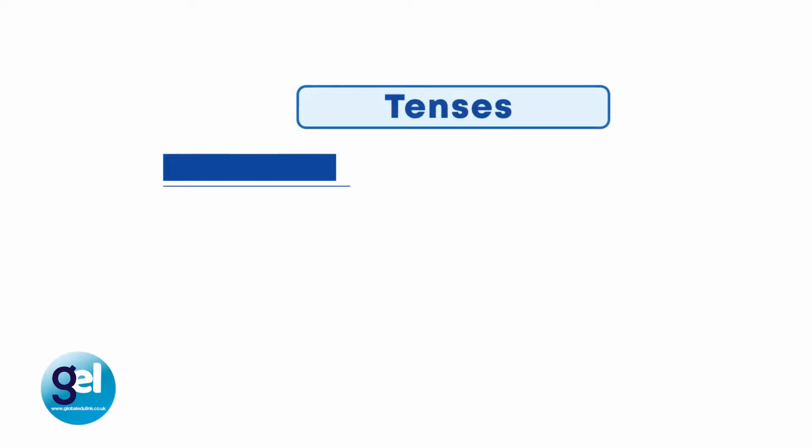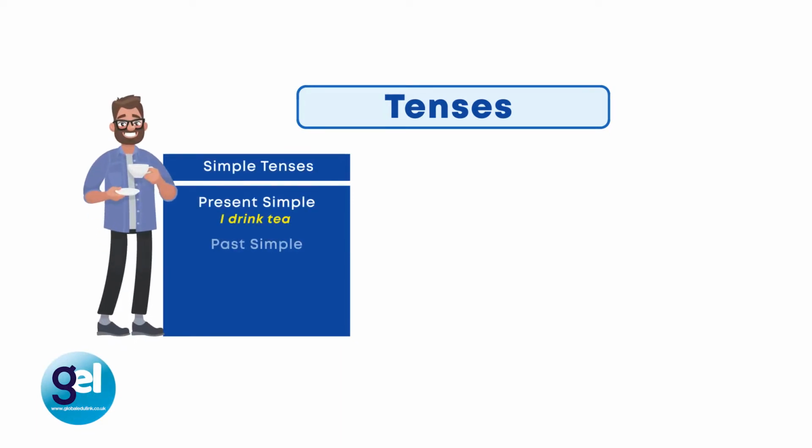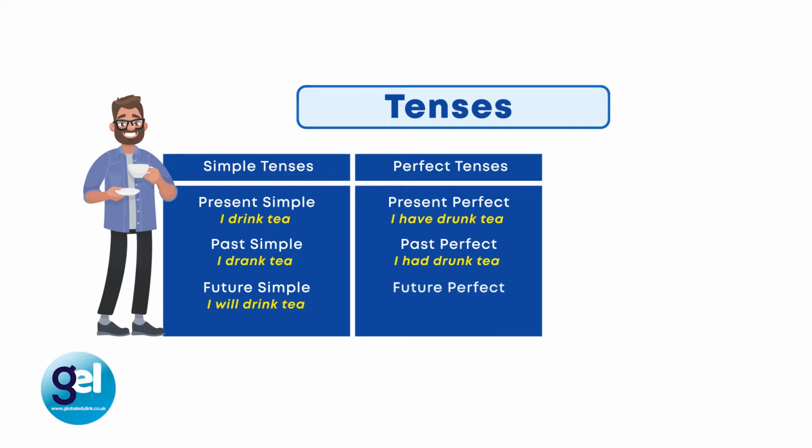Simple tenses. In the present simple, I drink tea. In the past simple, I drank tea. And the future simple, I will drink tea. Imperfect tenses. We have the present perfect, I have drunk tea. The past perfect, I had drunk tea. And the future perfect, I will have drunk tea.